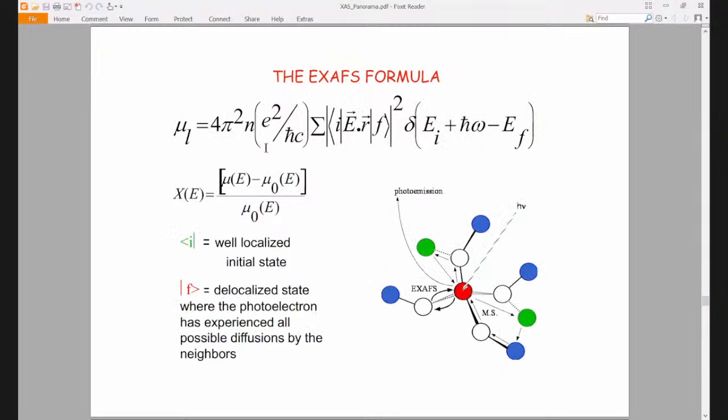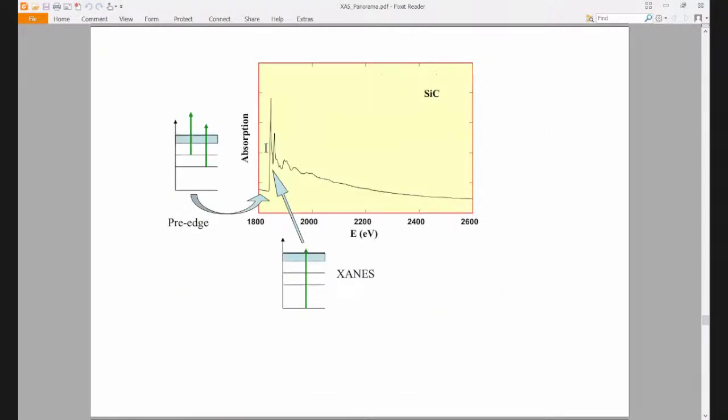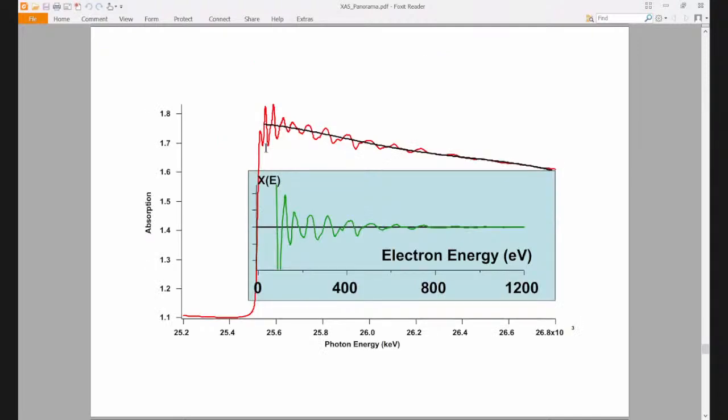And then what is the exact formula? Here I put again this so-called Fermi rule, and we have to take the ratio between the red curve and the black curve, renormalized by the black curve, because we have to think per atom and not per collection. It just makes the system independent of the size of the beam and of the number of atoms.